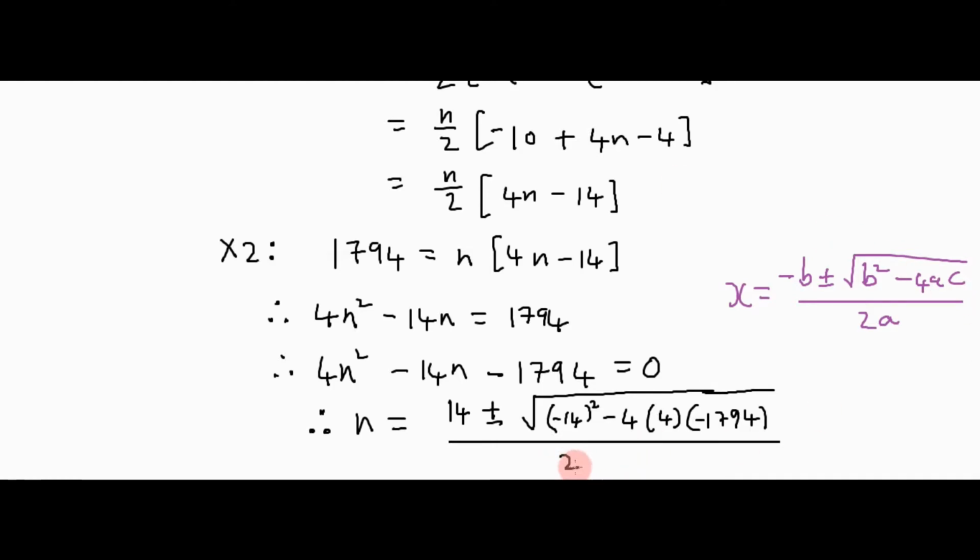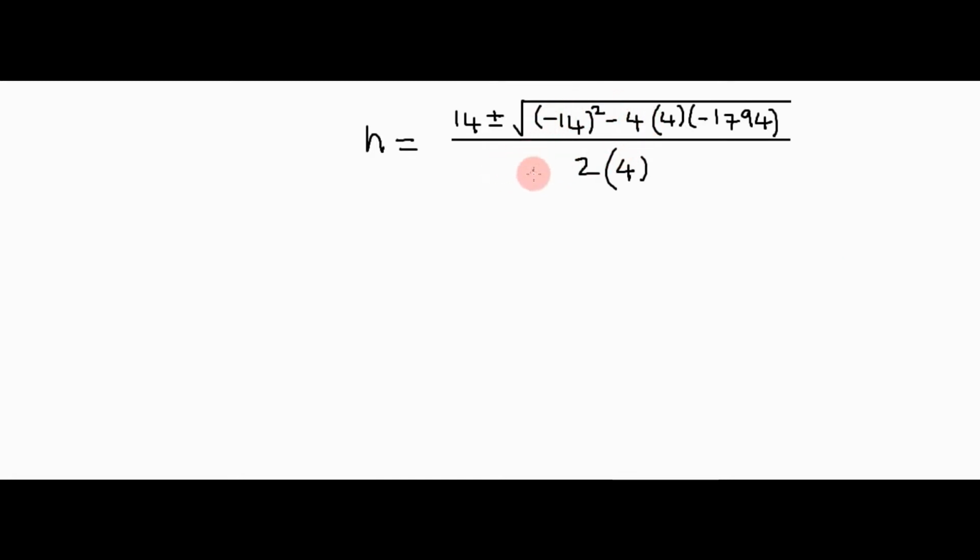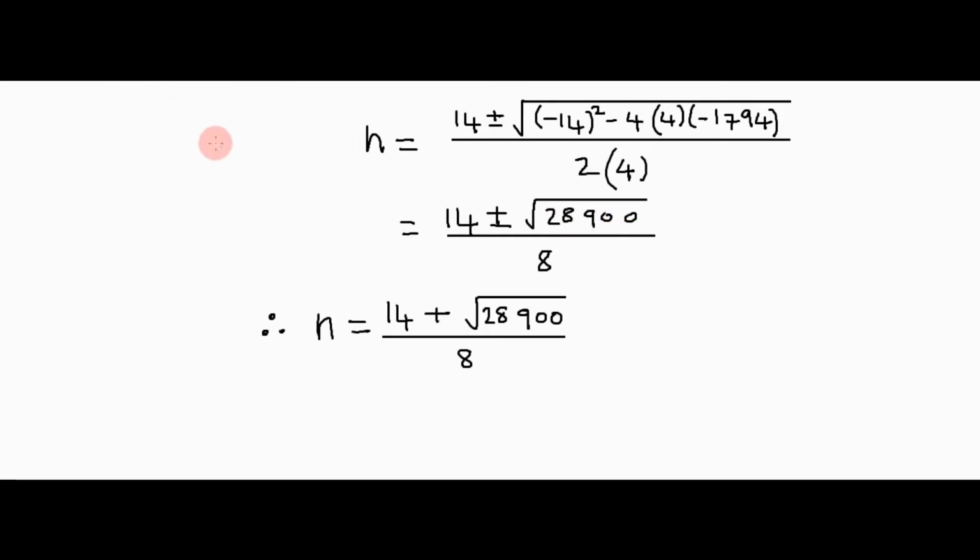So it's all over 2 times 4. So we have to evaluate the right-hand side of this equation. We can first work out what's under the square root, and we see that it's 28,900. Now, we must round off only the final answer.